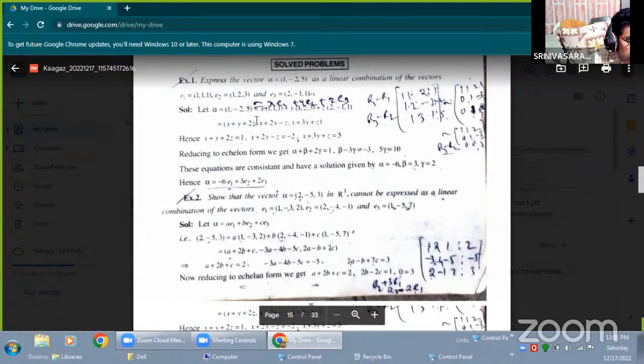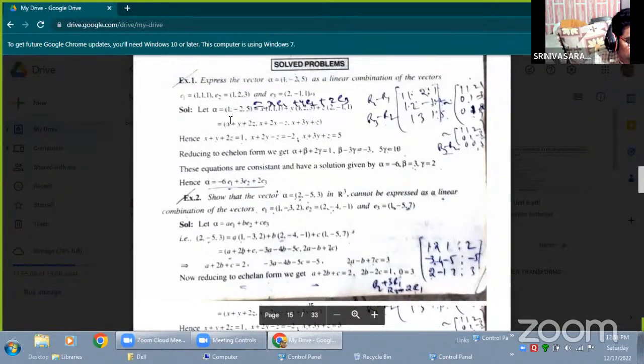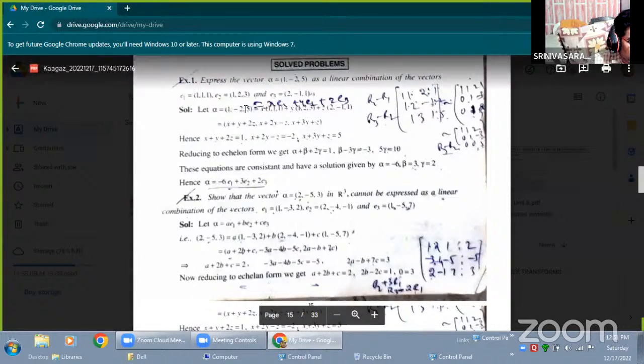What is the definition of linear combination? A linear combination is any vector equal to the sum of scalar multiplications. That is, x into the given vector (1, 1, 1) plus y into (1, 2, 3) plus z into (2, -1, 1).